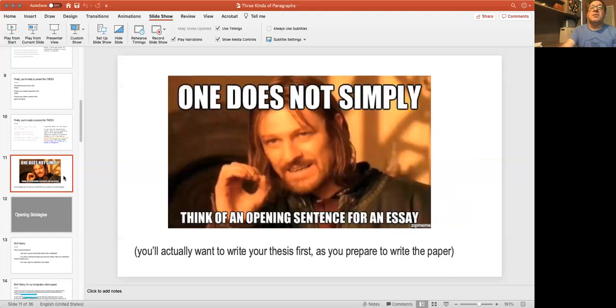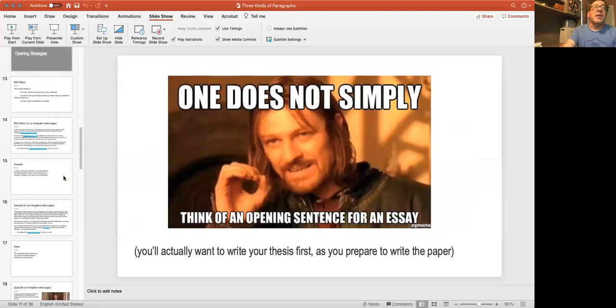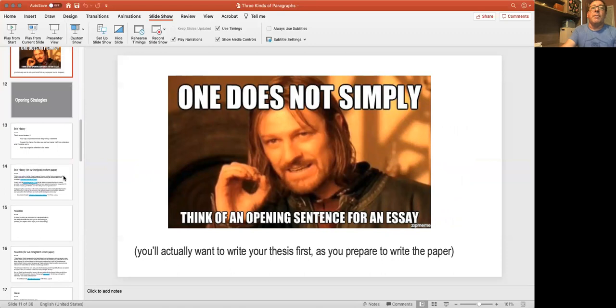And one does not simply think of an opening sentence for an essay. The idea with that is that you are actually going to want to write your thesis first as you prepare to write your paper. We're going to look at the opening strategies in a second here, and you'll see from that that some of those opening strategies are going to require some research. As you're writing your paper, you're obviously going to be doing research. Some of those are going to feed into your body paragraphs, but some of that can actually feed into your intro. Those can be really good for that, but you're not going to have those necessarily right away.